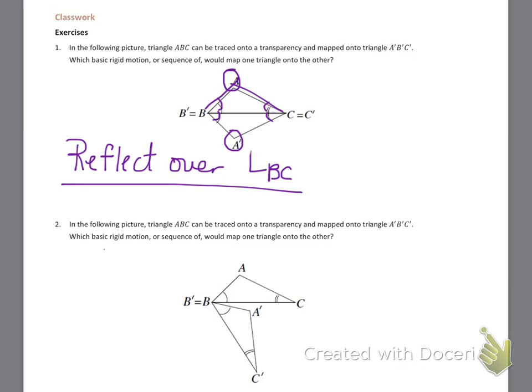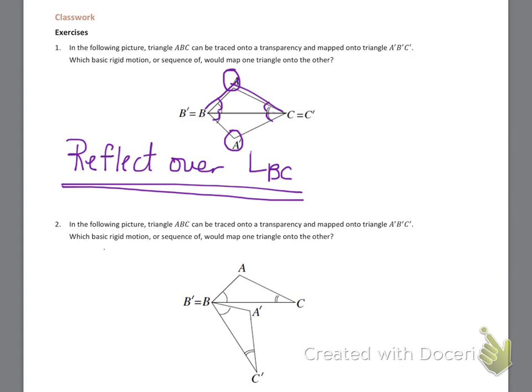But this is specific enough language for you to use. If you're going to tell me it's a reflection, tell me the line of reflection. Okay, so let's look at 2 quickly. Look at that and think about which rigid motion would map those together.